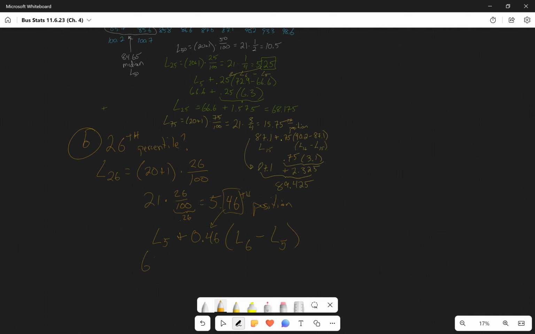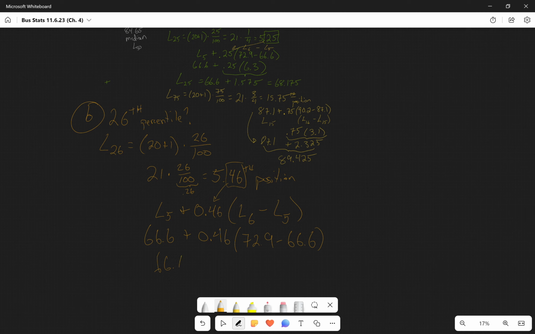So L5, 66.6 plus 0.46 times the difference between 72.9 minus 66.6. So we're going to get 66.6 plus 2.898. And so our 26th percentile is 69.498, as opposed to our 25th percentile, which was 68.175.